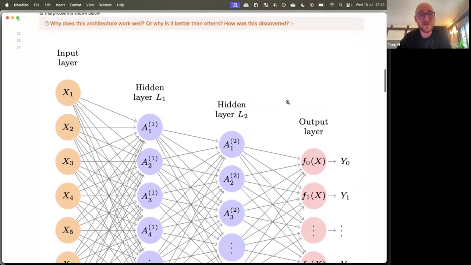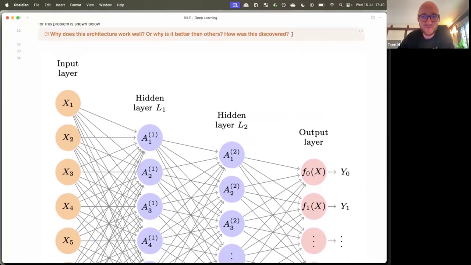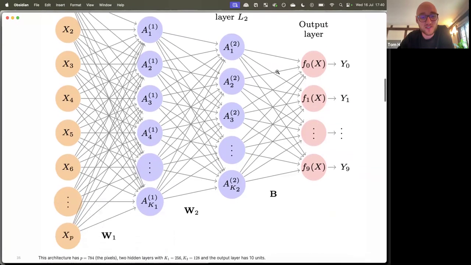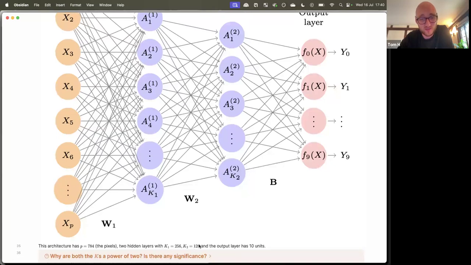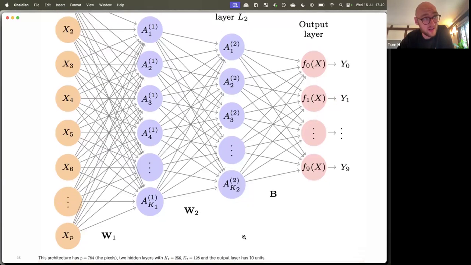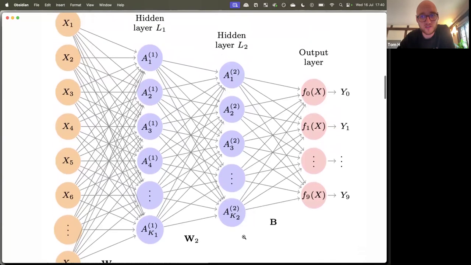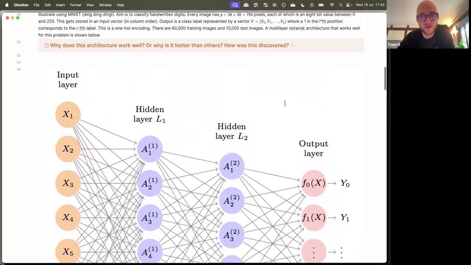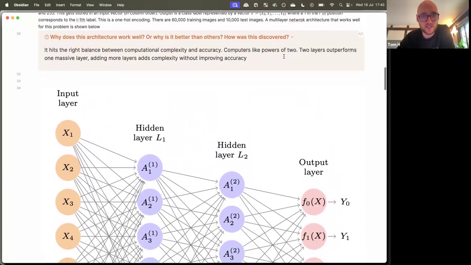Anyway, back to my question. Why does this architecture work well, or why is it better than others? For me, the thing that stuck out was that these were both powers of 2, 256 and 128, and I thought that's probably not a coincidence, and that's probably not anything to do with the problem itself. There's probably more of a computational benefit. So I think it's the balance between computational complexity and accuracy. I've summarized quite a lot there by saying computers like powers of 2.